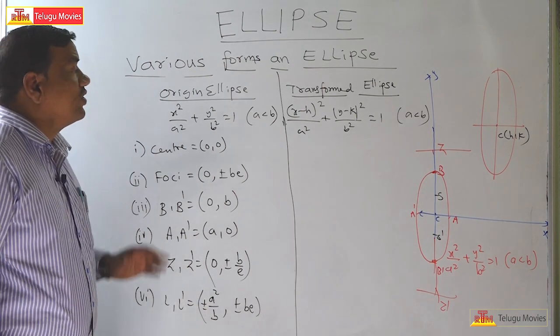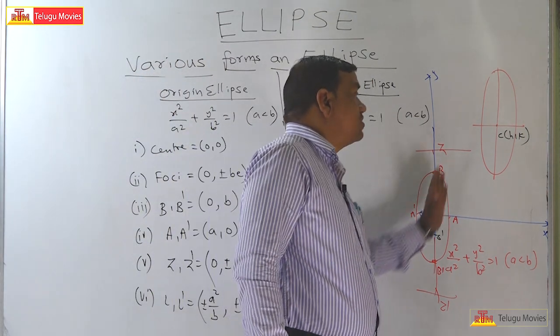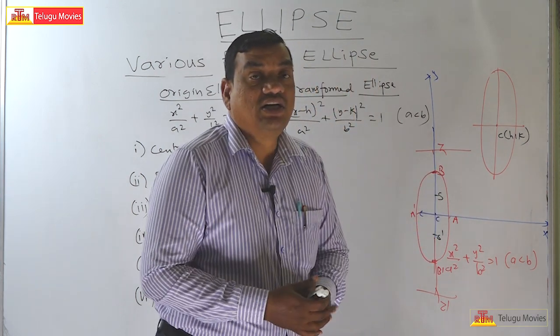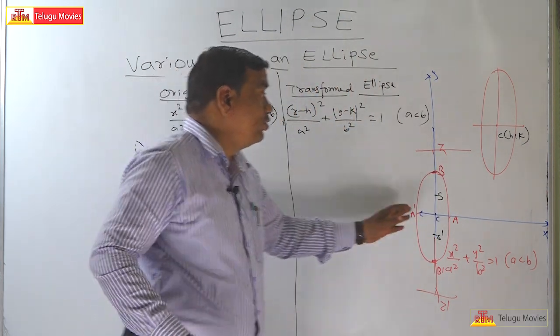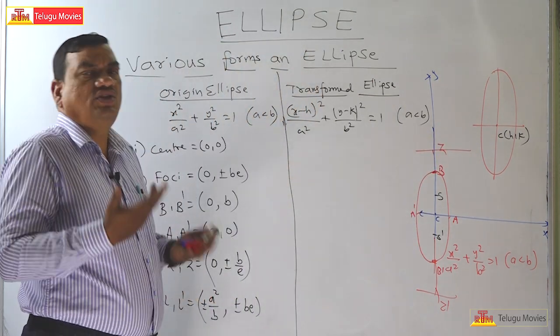Okay. Then if this ellipse is transformed, that means the center is shifted to h comma k, that means from 0 comma 0 there is an increment you are getting. For everything you will get an increment.